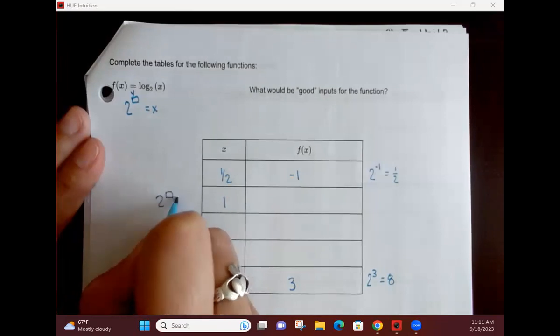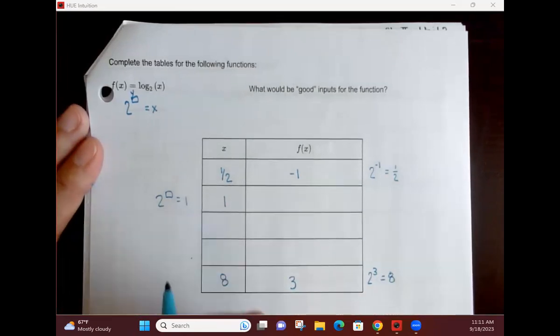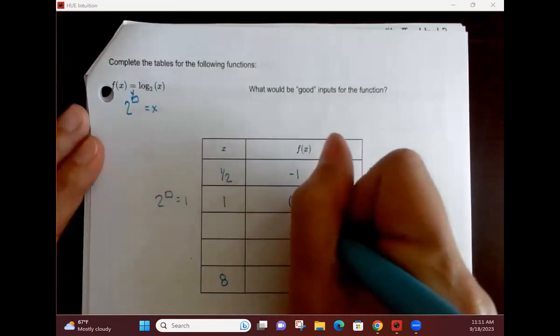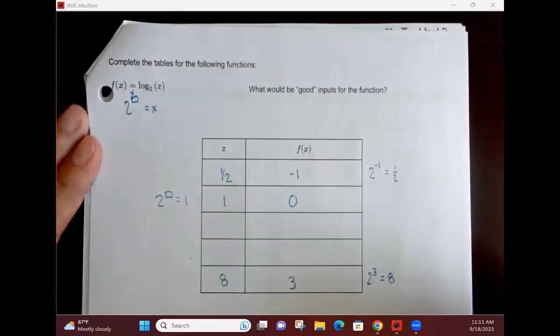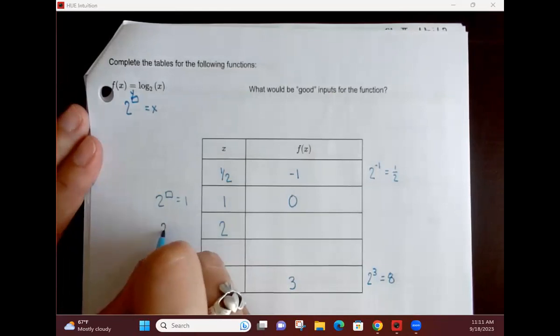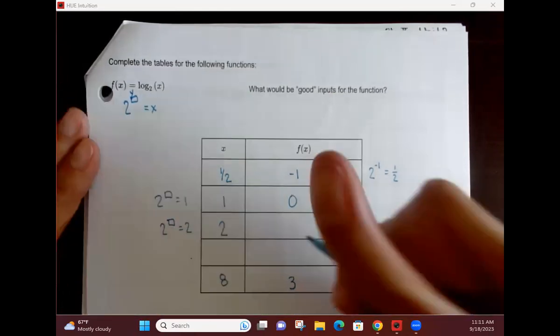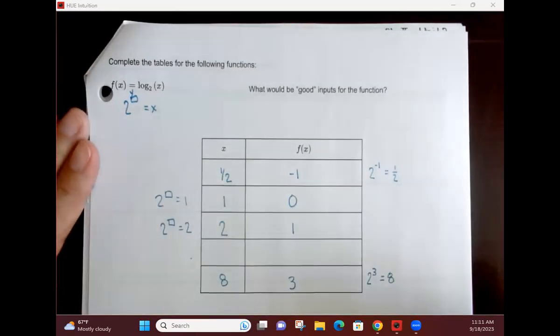2 to the what would give me 1? Anything to this exponent would give me 1. 0, yeah. 2 would also be a good value to pick. Why would 2 be a good value to pick? Because the exponent would just be 1, right?